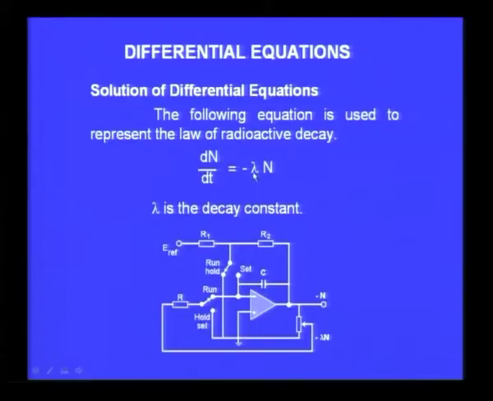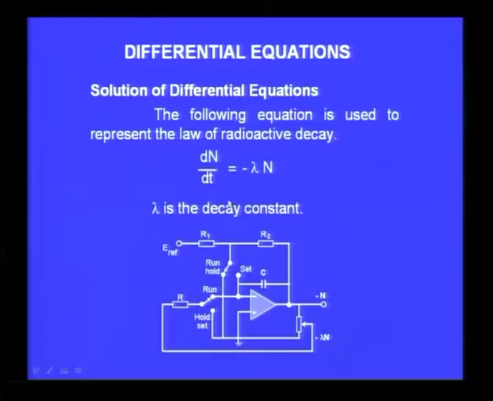So dN by dt is equal to minus lambda N, I am sure is a very familiar equation to most of you, where N is the number of nuclei that is undergoing decay, and the rate of decay dN by dt, the number of nuclei undergoing decay per unit time, will be proportional to the number of nuclei available at the first instance. So this is written in the form of a simple equation dN by dt is equal to minus lambda N, where lambda is a decay constant, a proportionality factor which comes into the game.